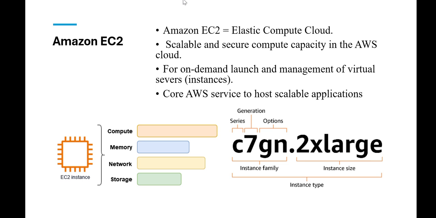That means you can launch and manage them on demand. Think of it as renting servers in the cloud where you can run applications just like you would on a physical machine. It's flexible, scalable, and perfect for everything from basic websites to enterprise-level workloads. And here is a sample picture of Amazon EC2.